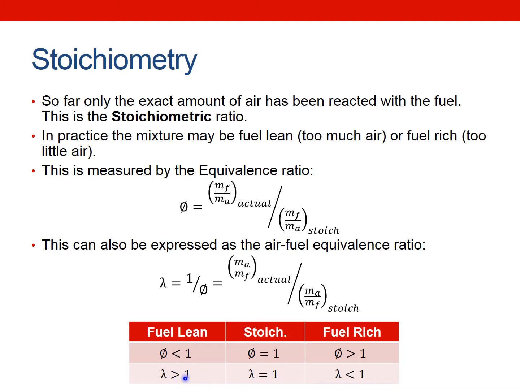But for a fuel lean mixture, so you've got more air than fuel, this gives you a bigger number, lambda is greater than 1. Whereas if you've got a fuel rich mixture, then lambda is less than 1. But if you consider the fuel to air equivalence ratio, then it's the other way around. So you need to be very clear about which one you're talking about.